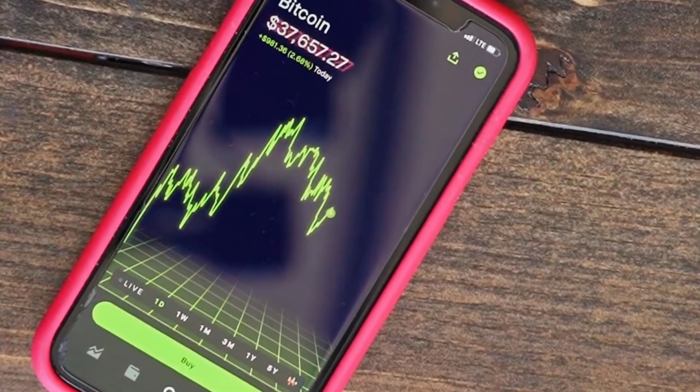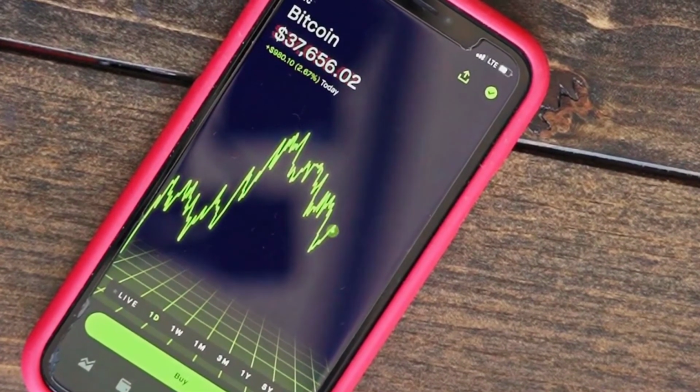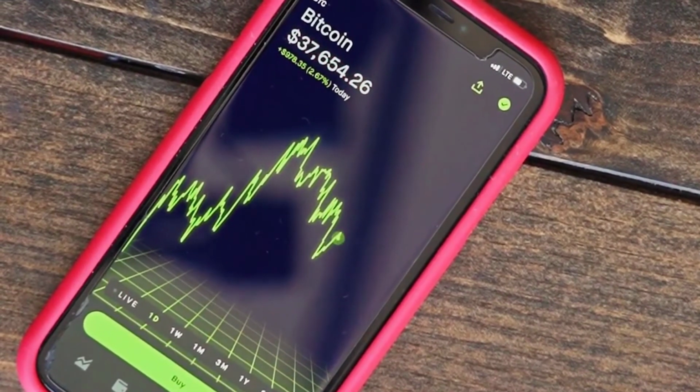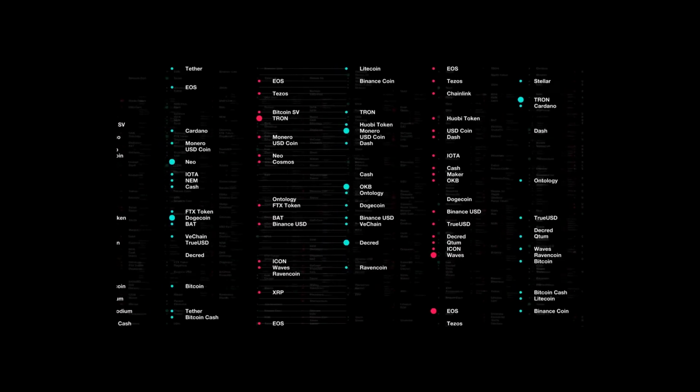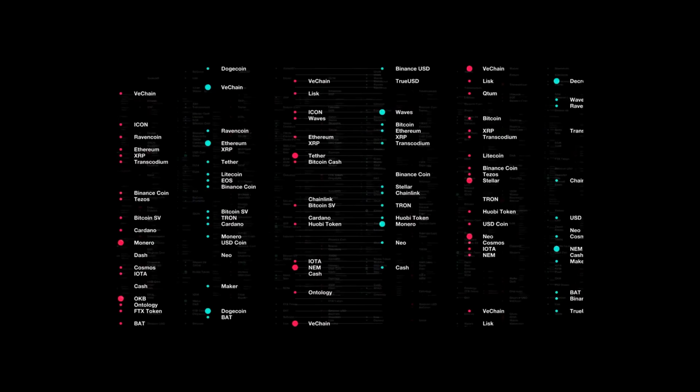To achieve all of these features, the network's native cryptocurrency, ZIL, is used to execute programs, send transactions, and incentivize actors that support the network.